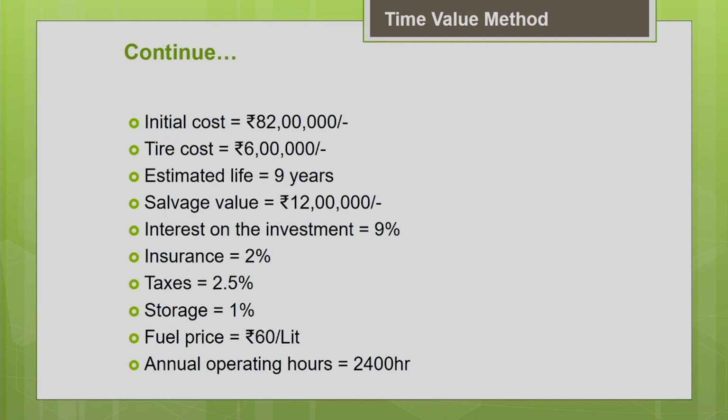The initial cost of the machine is 82 lakhs, the tire cost is 6 lakhs and the estimated life of the machine is 9 years. At the end of 9 years you will be able to sell this machine at a salvage value of 12 lakh. The interest on the investment is 9%, insurance is 2%, tax is 2.5%, storage is 1%, and the fuel price is given as 60 rupees per litre, which will be used for operating cost estimation. The annual operating hours equal 2400 hours, so the use of the machine in a year is 2400 hours.